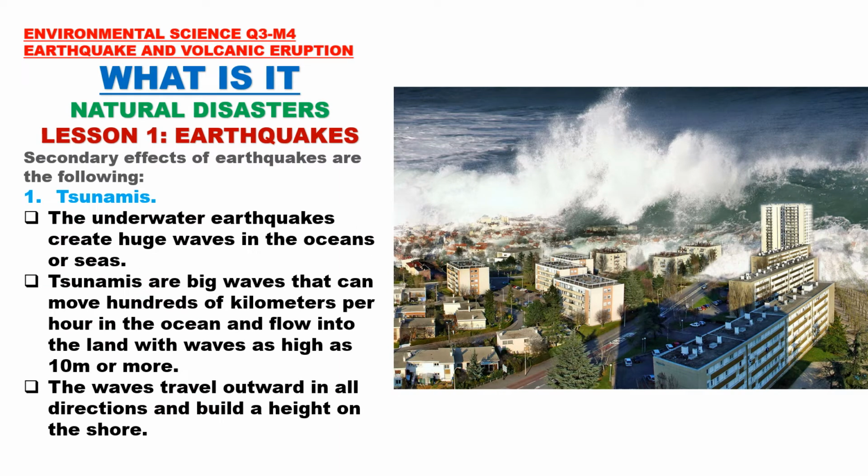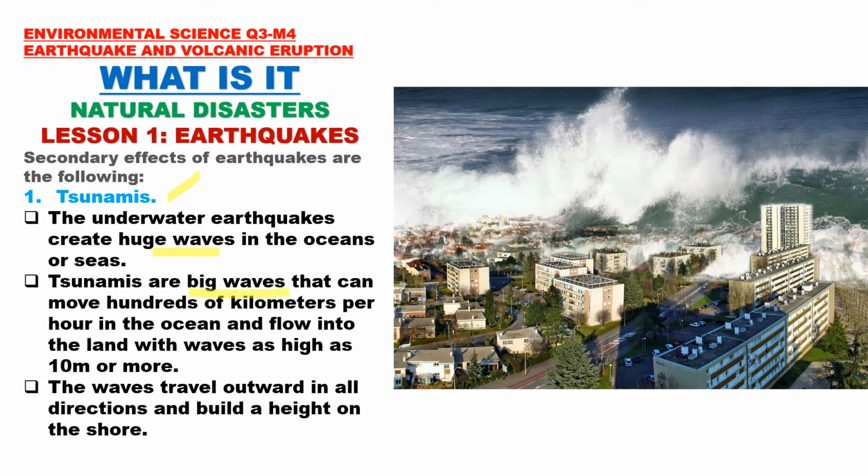Let us now discuss the secondary effects of earthquakes. Number one, we have tsunamis. A tsunami is a series of waves caused by earthquakes or undersea volcanic eruptions. As the waves travel inland, they build up to higher and higher heights as the depth of the ocean decreases. Underwater earthquakes create huge waves in the oceans or seas.